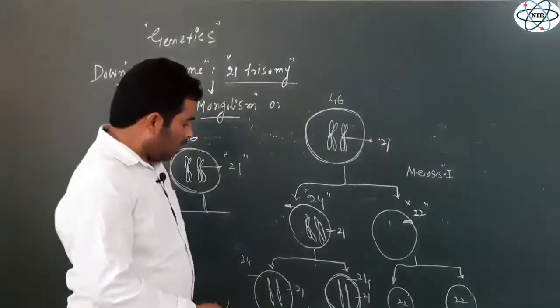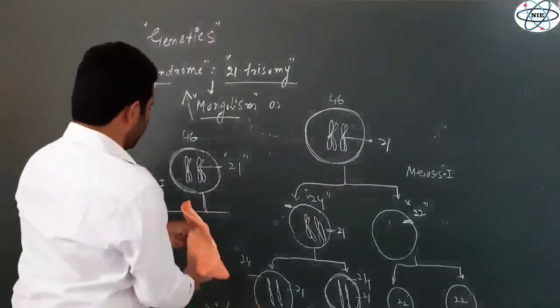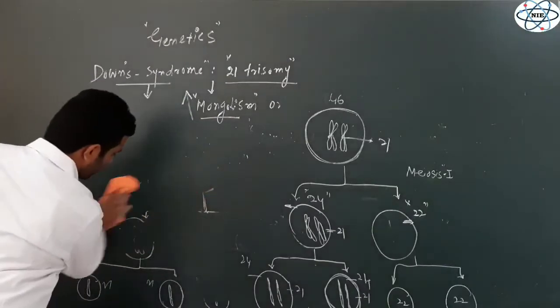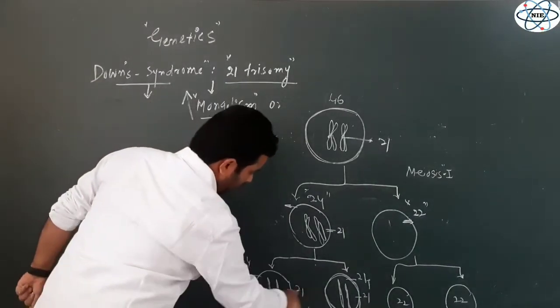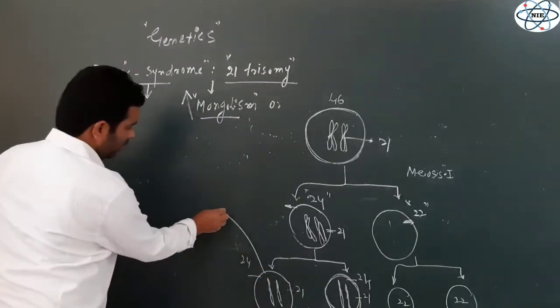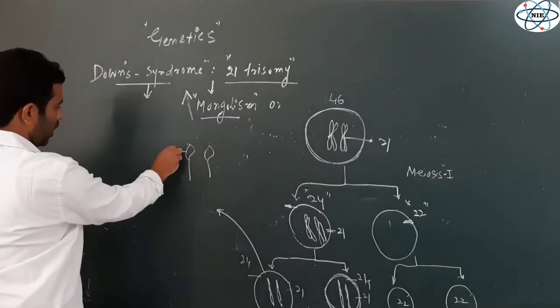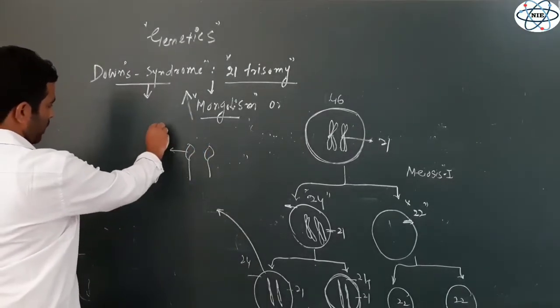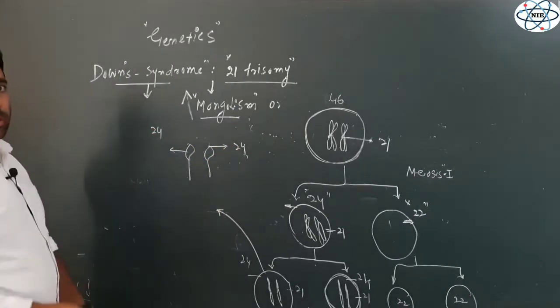Now, for example, these two cells which have an extra copy of 21, please try to understand. I am talking about these two cells. If these two cells, for example, develop into sperms, let's say they develop into two sperms, this sperm has 24 chromosomes, and this sperm has 24 chromosomes.